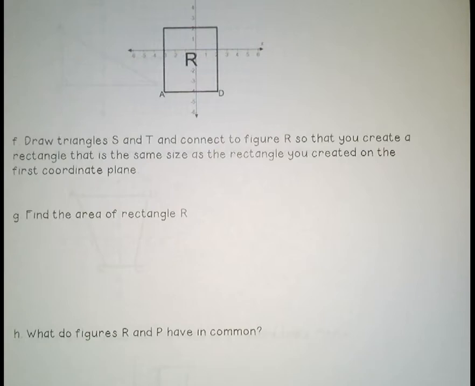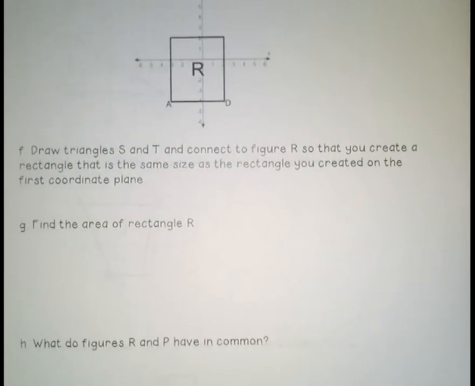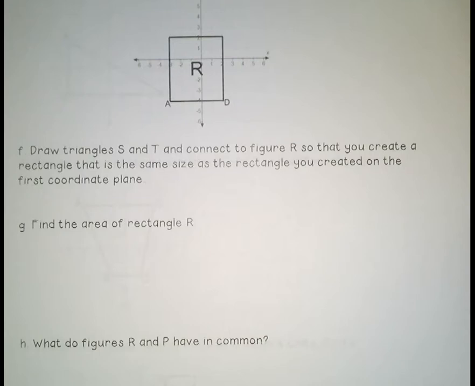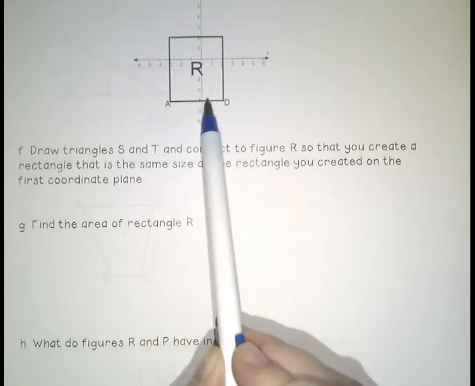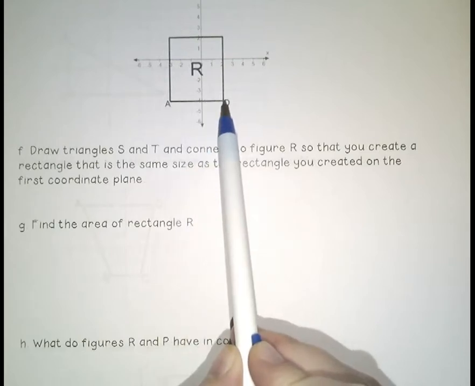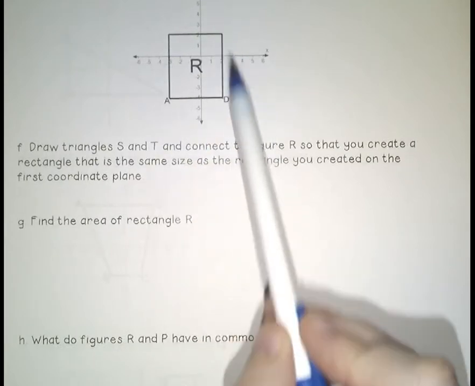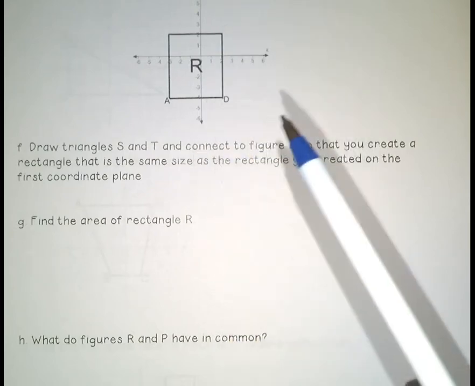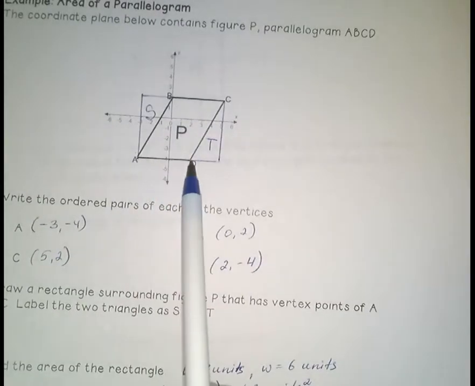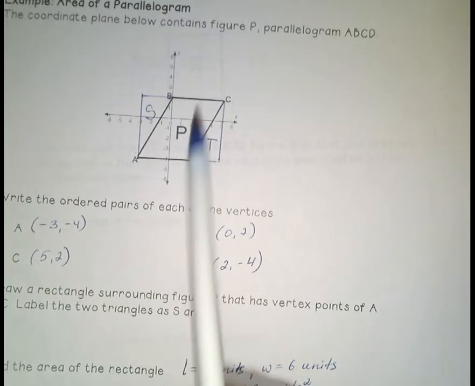The coordinate plane below contains figure R, a rectangle with the same base as the parallelogram in the previous example. The base of our rectangle here is 5 units by 6 units. If we look at our parallelogram, its base is also 5 units and its height is also 6 units right here.